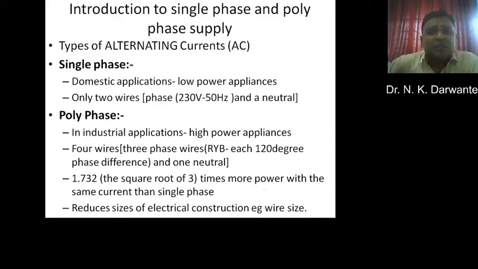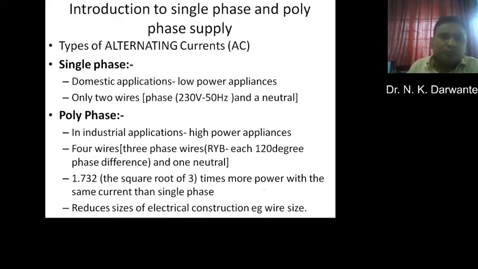Single phase supply is useful for low power applications, okay, and maintaining the single phase supply is easier. Therefore normally single phase supply is widely used for household applications and in classrooms, okay. But wherever we need high power, like in industries for heavy machineries, then we have to use the polyphase supply.